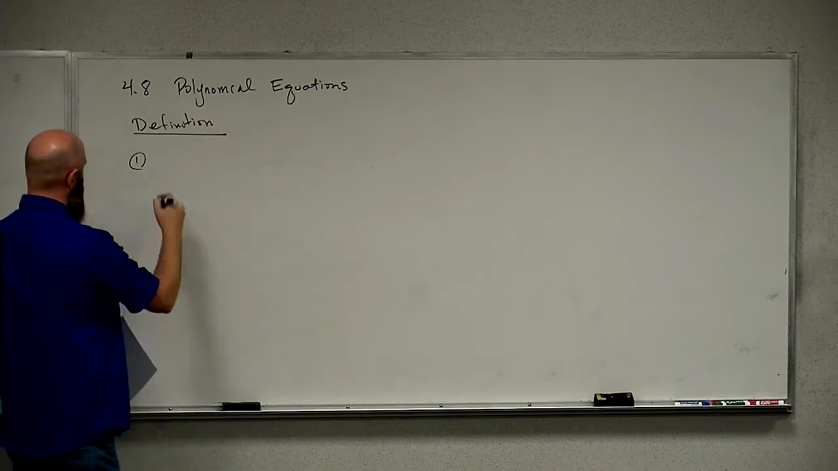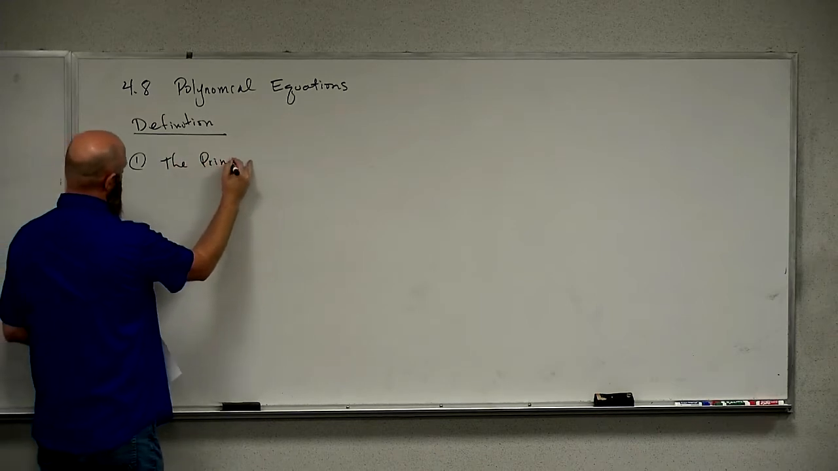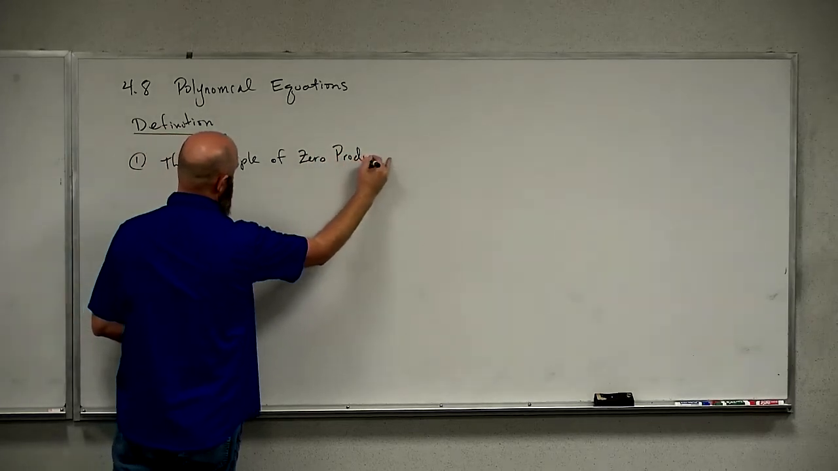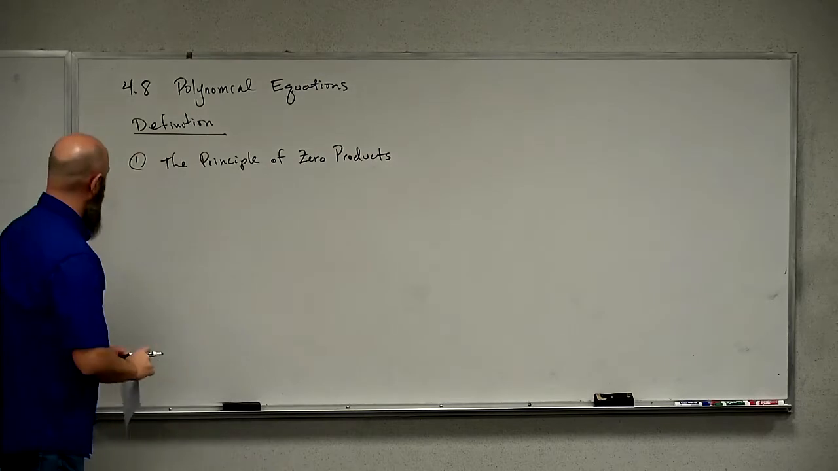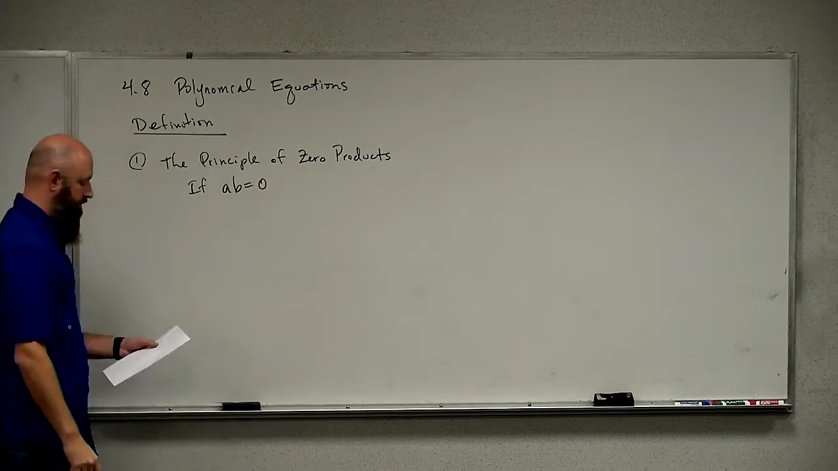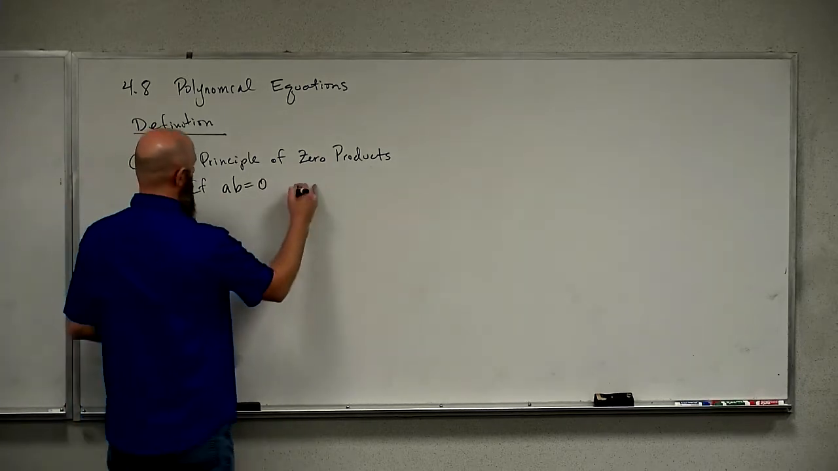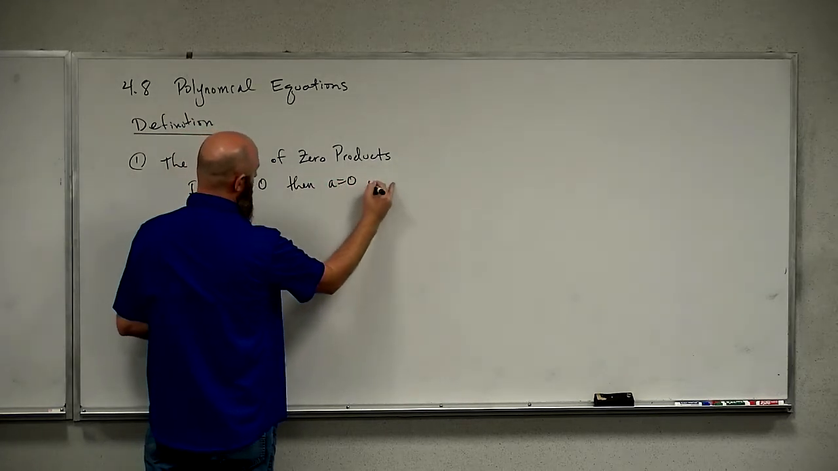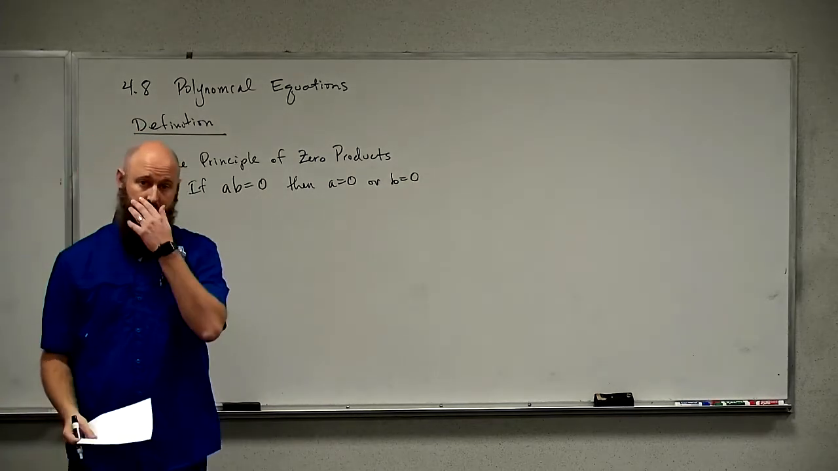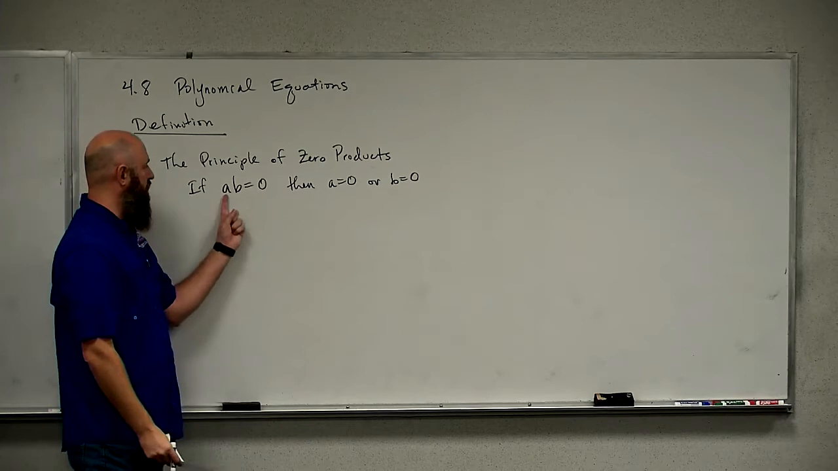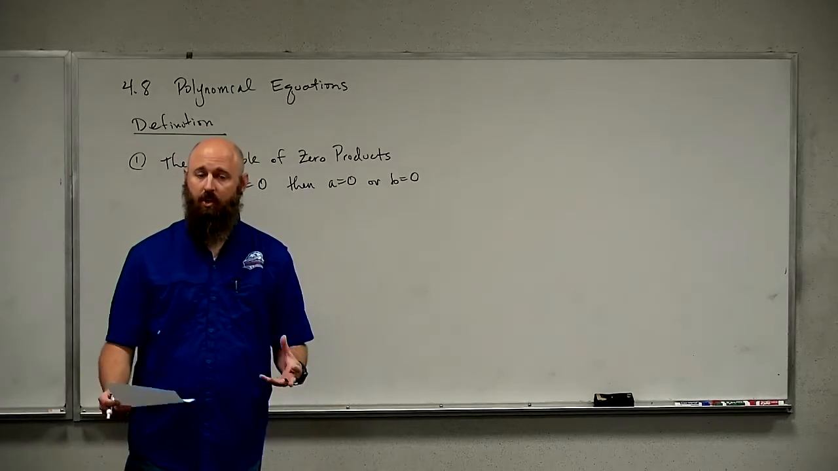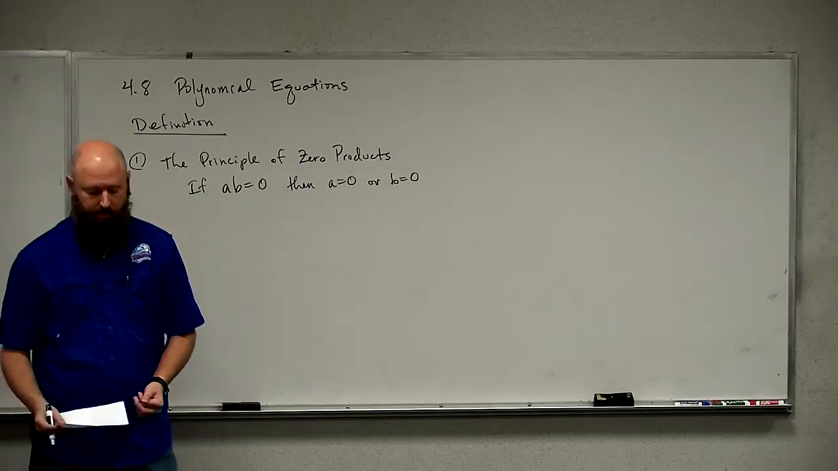So our first and only definition is called the principle of zero products. It states if A times B equals 0, then either A equals 0 or B equals 0, or both. One of those two things has to happen. The only way for this to equal 0 is for one of these two things to be 0, or both of them to be 0. And we're going to use that to our advantage here.